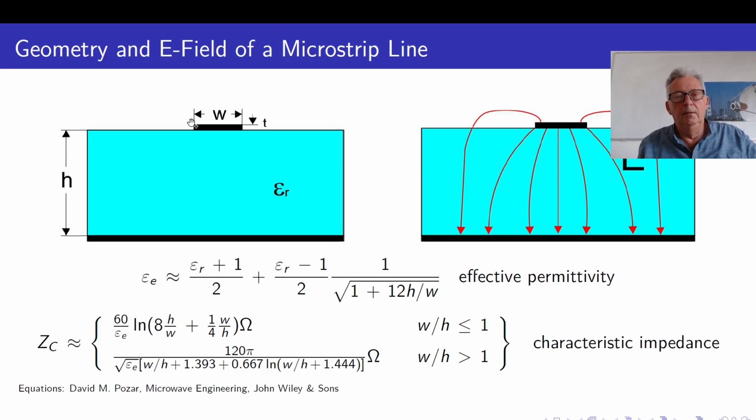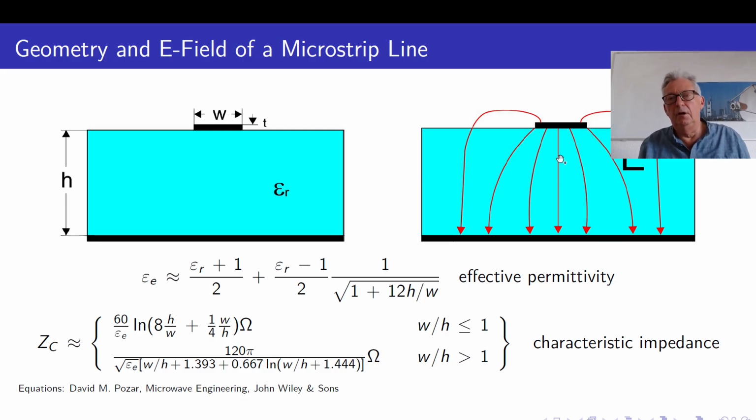And the width of this strip will now have a certain influence on the characteristic impedance. So this formula is given here for the characteristic impedance, and you can find this equation, for example, in the book of Pozar, Microwave Engineering. And here I sketched the electric field.